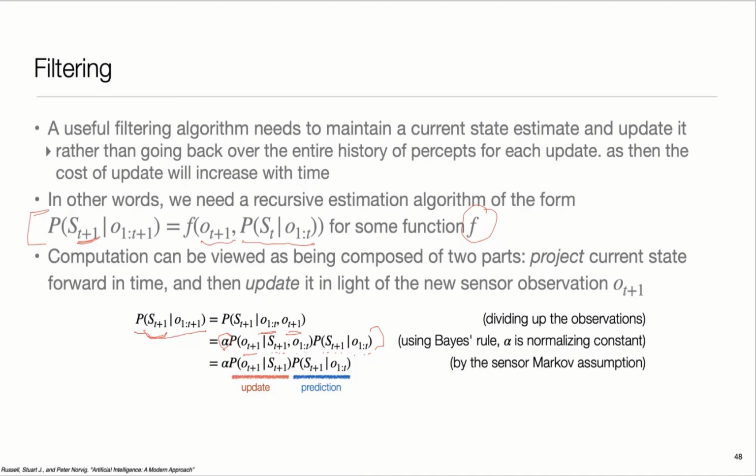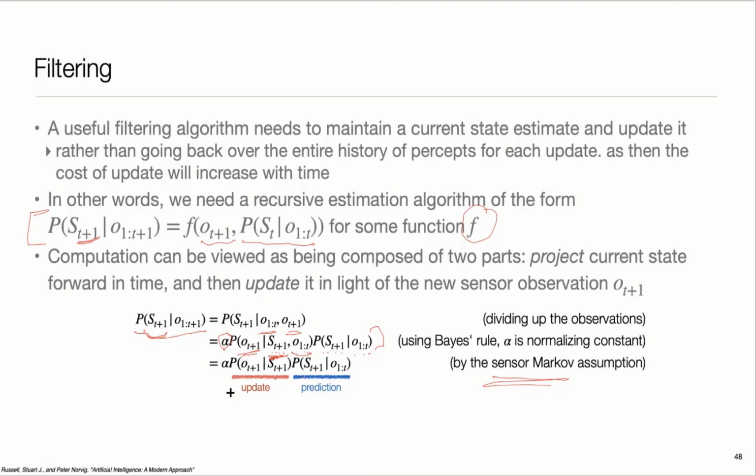And then I can make use of the fact that we have the Sensor Markov assumption, which basically says that O t plus 1 only depends upon S t plus 1. So in particular, given S t plus 1, O t plus 1 is independent of the history of observations. So that is why we end up with this term: O t plus 1 given S t plus 1, and S t plus 1 given the history of observations.